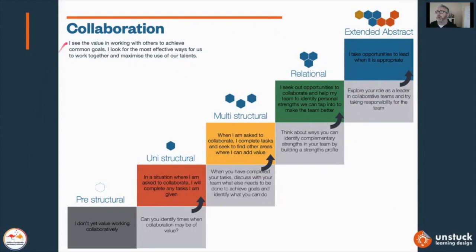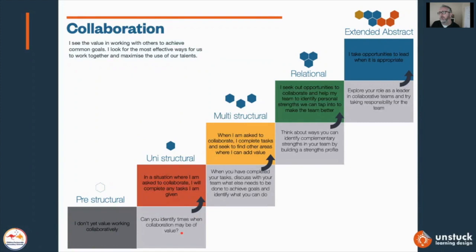So let's take collaboration, and we've started off by writing a learning outcome. So I see the value in working with others to achieve common goals. I look for the most effective ways for us to work together and maximize the use of our talents. So remember, SOLO stands for Structure of Observed Learning Outcomes. What we've done here is we've put into that structure, well, what does this look like at different levels? So if I'm not demonstrating this at all, I might say something like, I don't yet value working collaboratively. That would be pre-structural.